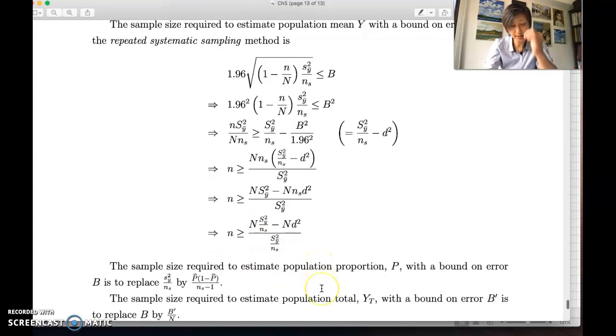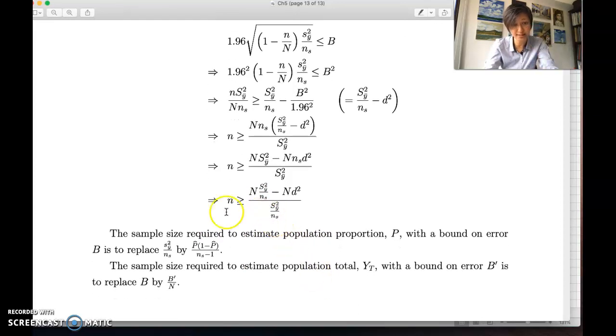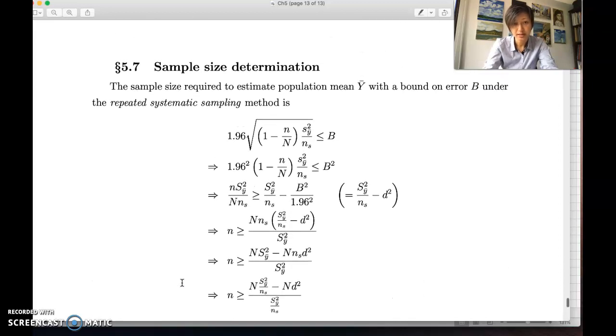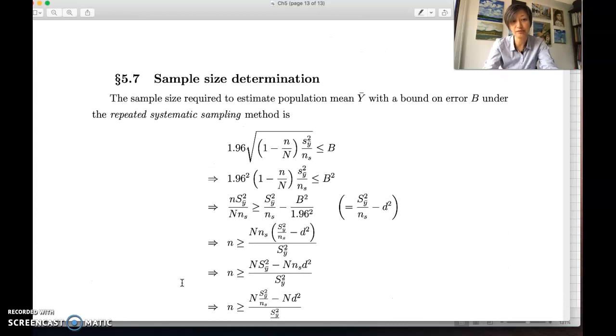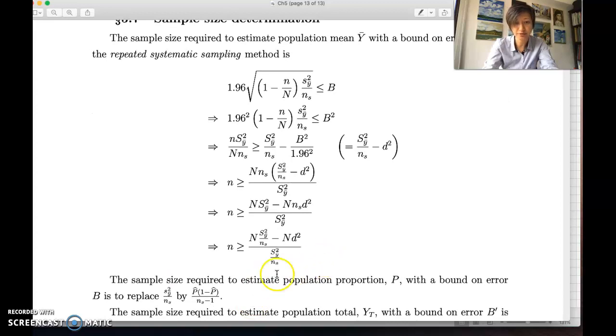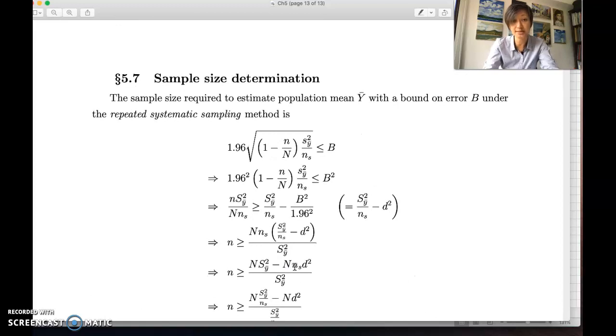Okay, and again for the proportion, we simply replace y bar square over n_s by p times 1 minus p divided by n_s minus 1, and for the bound of error for the total, replace that bound of error B by B over N for this substitution. Okay, so again, sample size determination under repeated systematic sampling is applied using this formula. Okay, so that's it for systematic sampling.